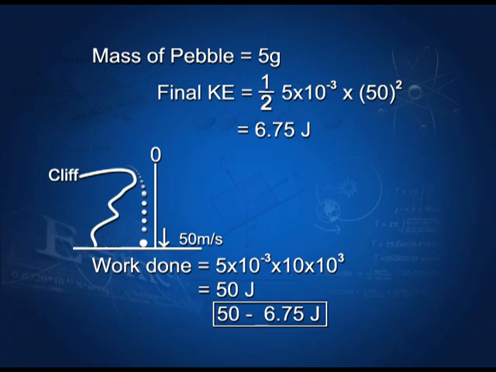So, 50 joules and 6.75 joules, this means there is a lot of loss in the work done. So, where has that gone? That must have been the work done by the resistive forces, which from here we can say is 50 minus 6.75 joules, which we could not have calculated. We could not have been able to see this either unless we use the work energy theorem.